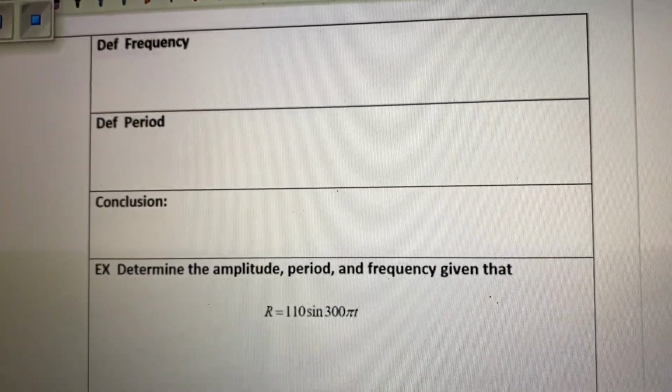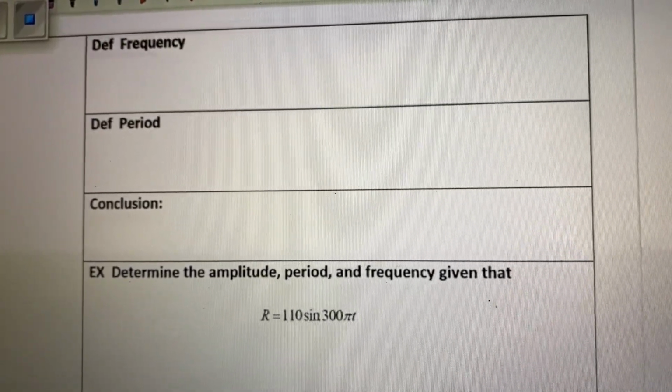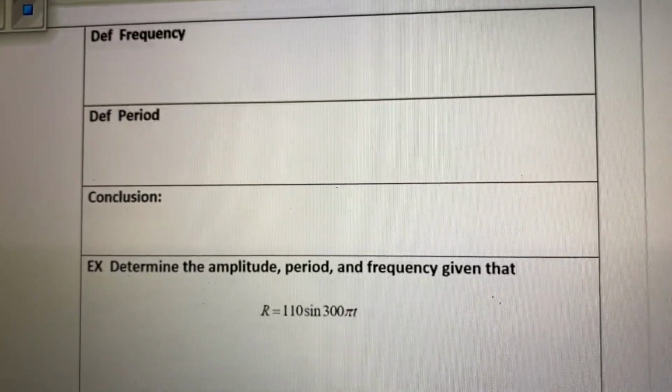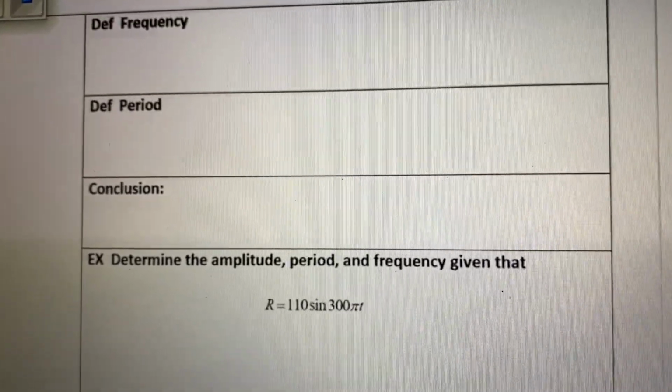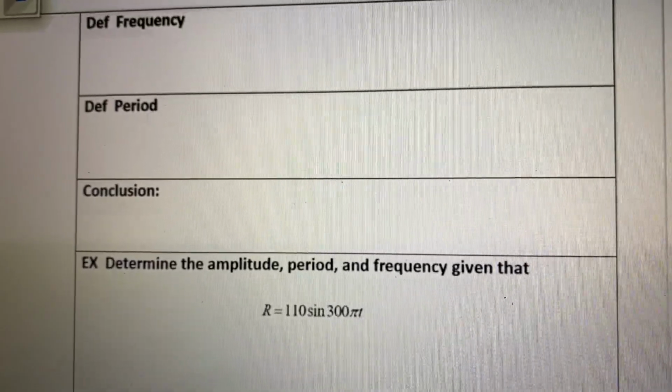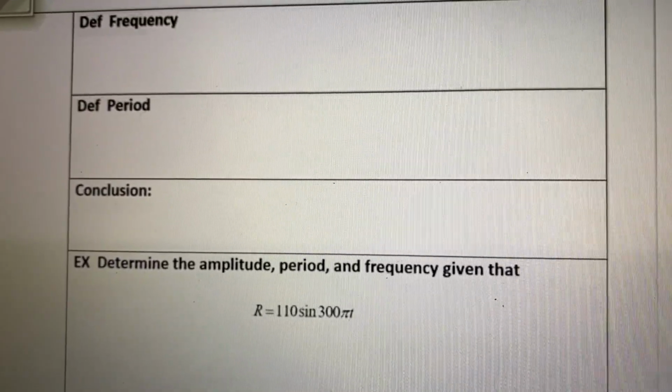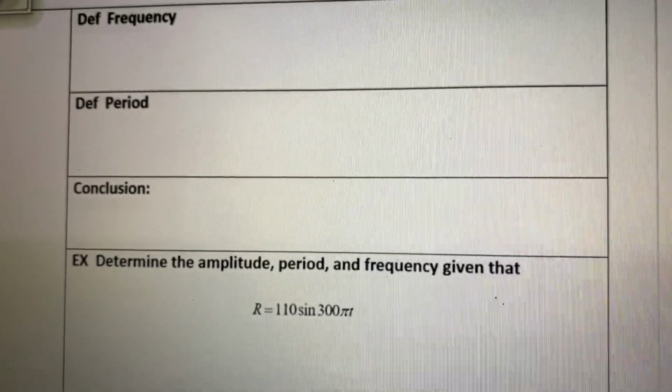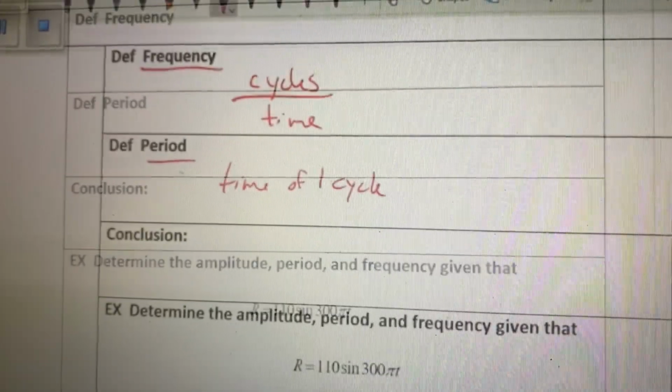Hey guys, we're gonna try to salvage this lesson 5 part 2 video. This is the last part, so part 3. And the first thing we're gonna talk about is frequency, period, and their relationship with each other.